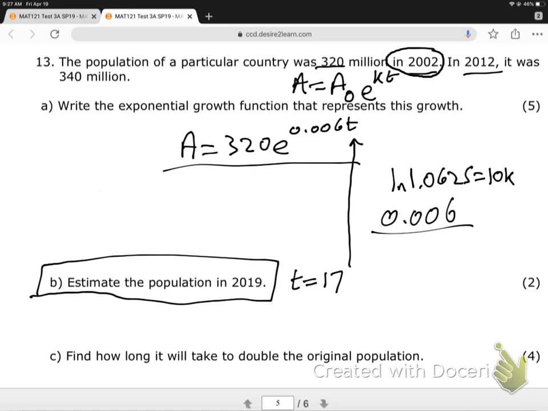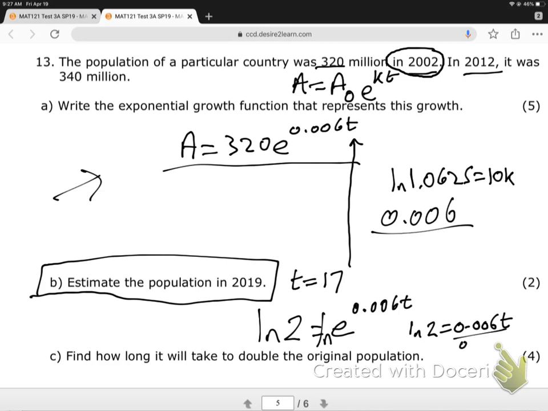How long does it take to double? You're going to use this instead. Remember, 2 equals e to the kt. It doubles, but we also know what k is, so I'm going to write k in here: 0.006t. It's just like doing this above. Let's log both sides, ln, ln. The natural log of 2 just equals 0.006t. I'm going to divide both sides by 0.006. So here we go, natural log of 2 divided by 0.006 equals about 116 years, 116 years or thereabouts.